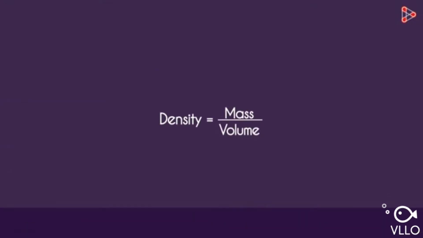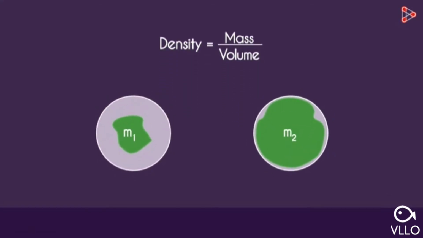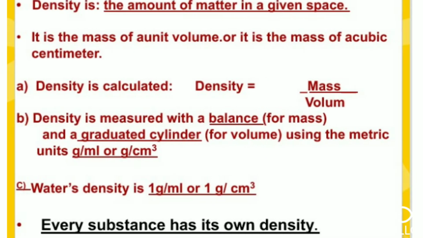By many experiments, we find that when we divide mass over volume, always we get constant value, but for the same matter. This constant value called density. So density equal mass over volume. We find each matter has its own density.